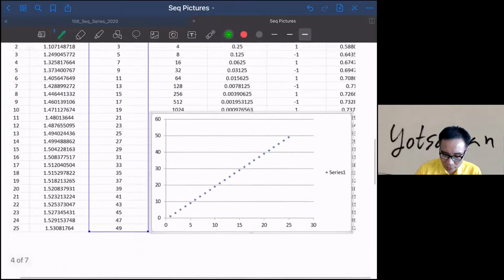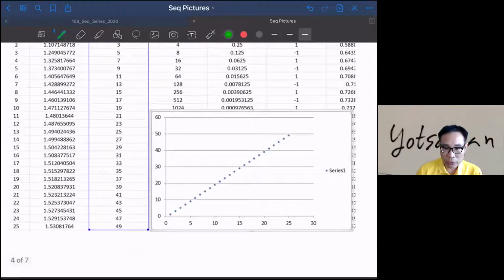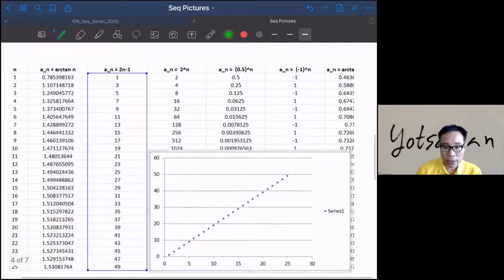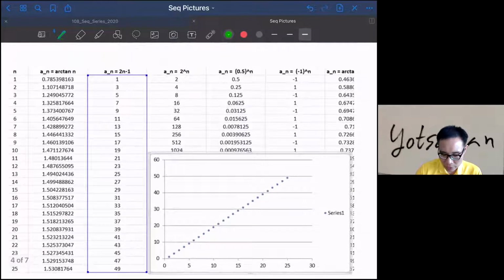The next one, you see a_n equal to 2n minus 1, and n goes to infinity. You see this is going to be increasing without an upper bound. So the limit as n goes to infinity of 2n minus 1 turns out to be infinity.